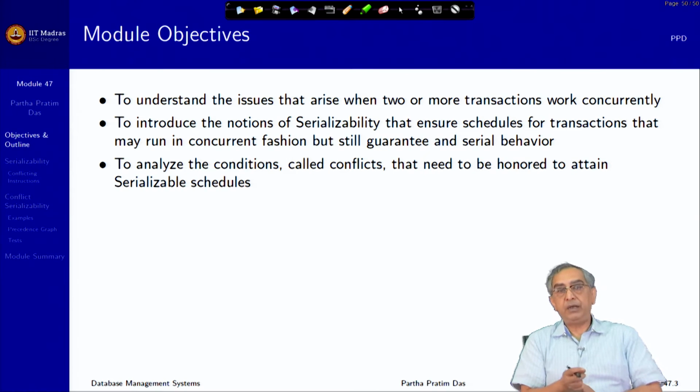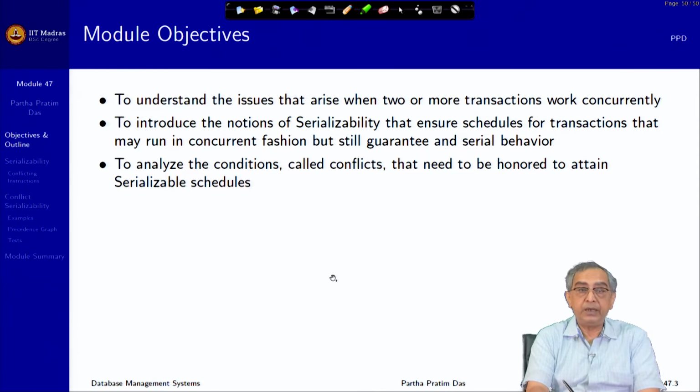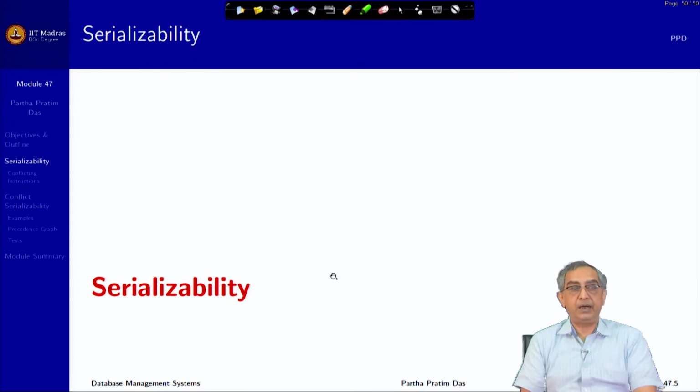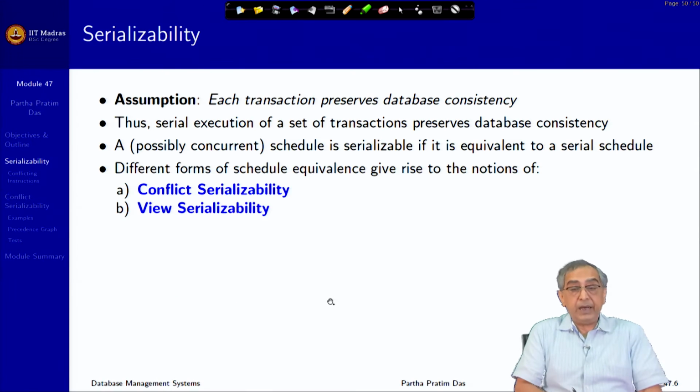So, moving on, we will now take a closer look at how transactions can work concurrently, what is the serializable behavior, what are the conflicts and so on, and talk about serializability and conflict serializability.